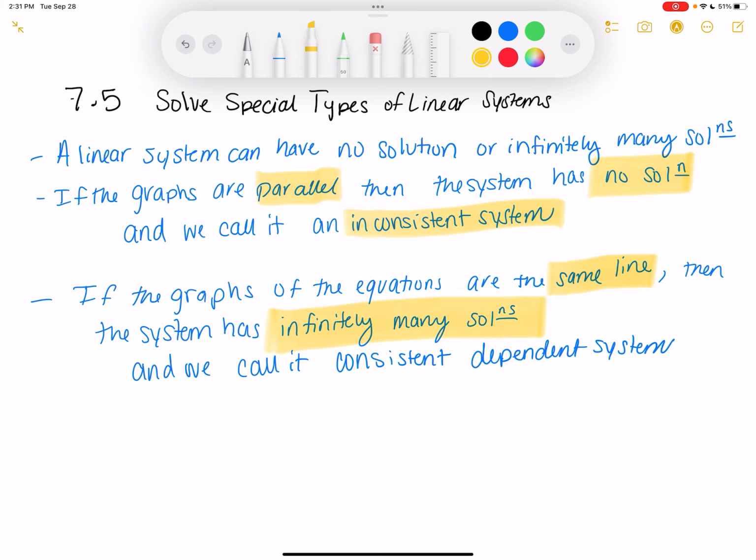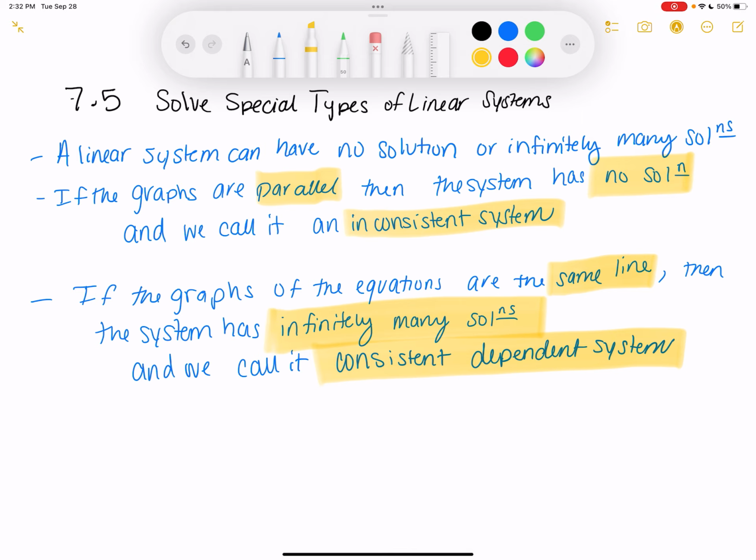So if you solve it and the lines overlap each other, then it's that. If you were doing the elimination method, you'd get something like 0 is equal to 0. And if that happens, there are infinitely many solutions because that means it's the same line.